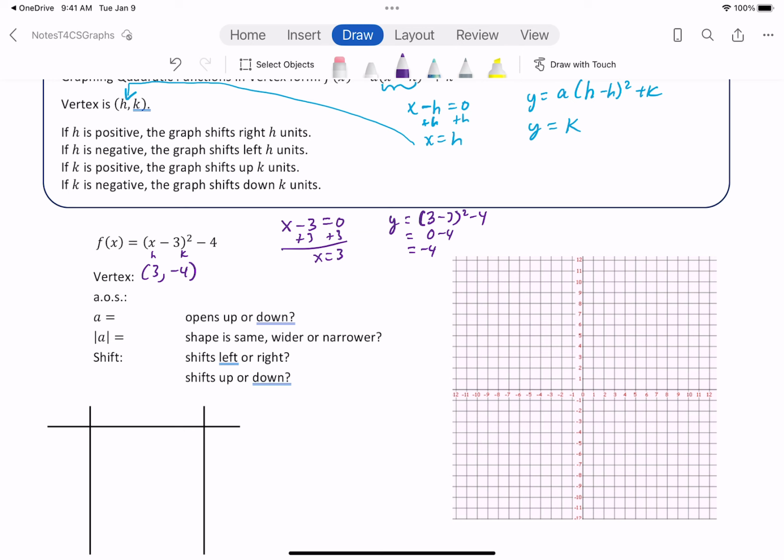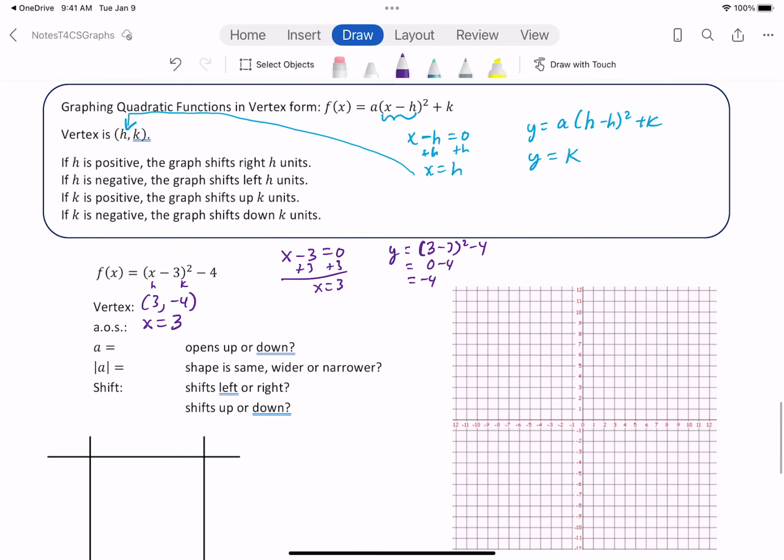Now, another thing we're going to introduce is what's called the axis of symmetry. That's what the AOS is. This is a line that passes through your vertex vertically. So the axis of symmetry is an equation, and it's always x equals the x-coordinate of the vertex. So it's basically a vertical line that's going to cut our parabola in half, okay?